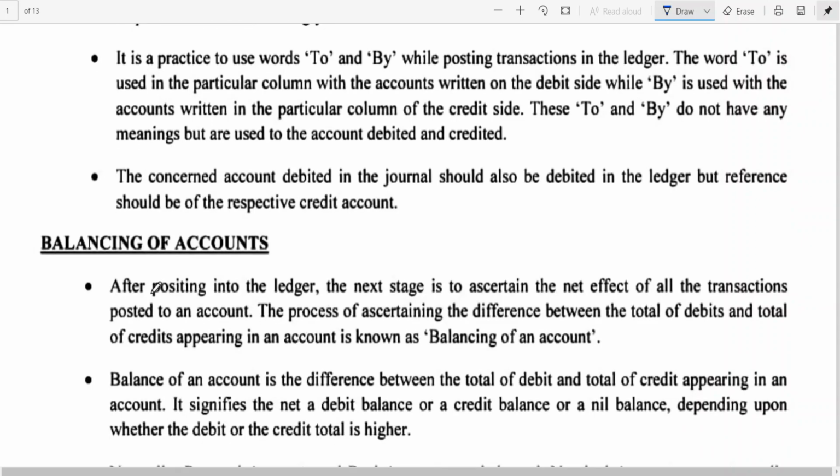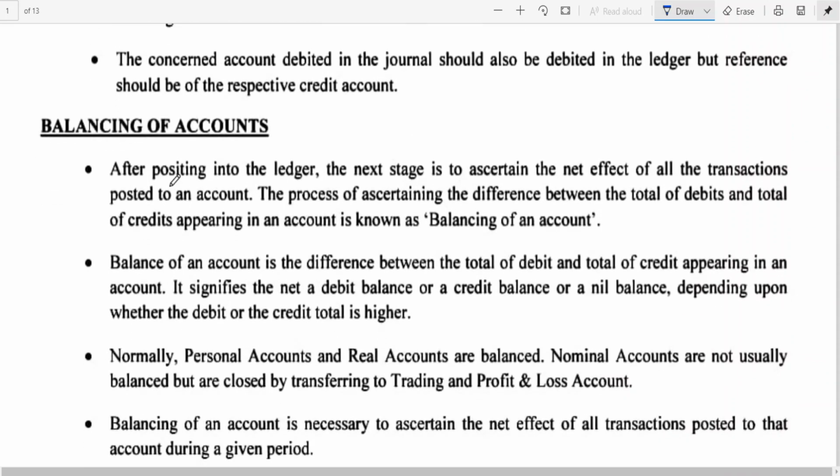The balancing also I have told you, and explained how to go for balancing: comparison of the debit side and credit side. I think you know that you may have a debit balance, credit balance or nil balance. These things I have explained already, depending upon whether the debit side is more or the credit side is more, in the last class. Normally personal accounts and real accounts are balanced, nominal accounts are not usually balanced but are closed by transferring to the trading and P&L account. These entries we learn later on when we go to final accounts.